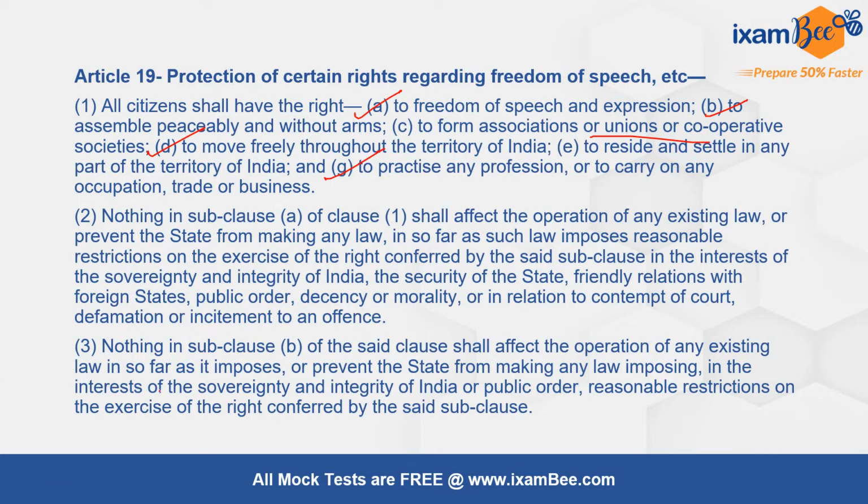However, reasonable restrictions can be imposed in the interest of sovereignty and integrity of India, security of the state, friendly relations with foreign states, public order, decency or morality, or in relation to contempt of court, defamation or incitement to an offence. This is with respect to sub-clause A, that is freedom of speech and expression. Then with respect to sub-clause B, that is to assemble peacefully and without arms, which was our question, the reasonable restrictions can be in the interest of sovereignty and integrity of India or public order.